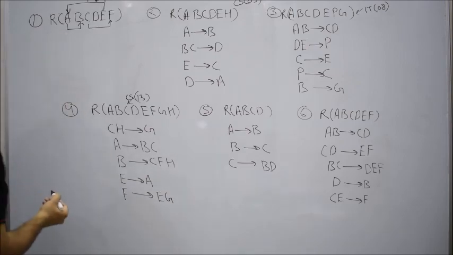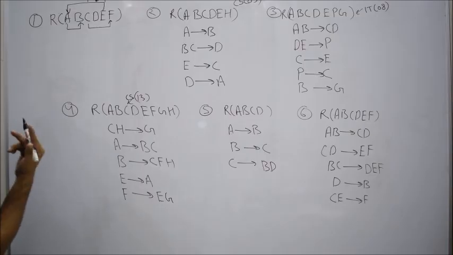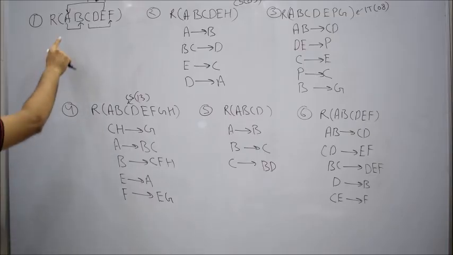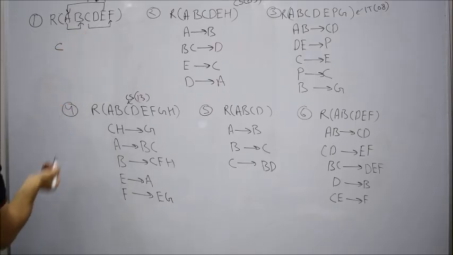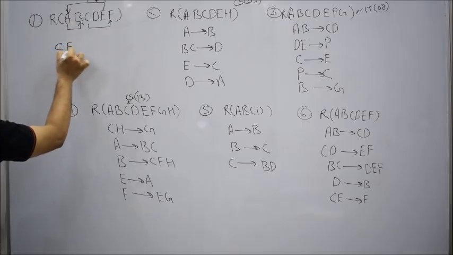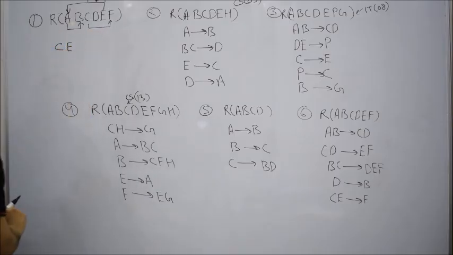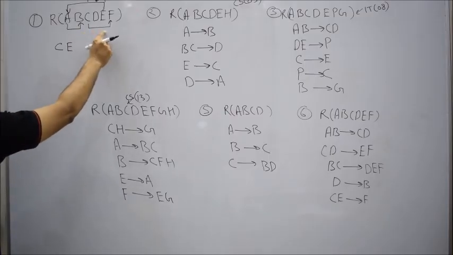Now step number one, as we have done earlier, identify those attributes which do not have an incoming edge. You see, A has an incoming edge, B has an incoming edge, C does not have an incoming edge. D and E also do not have an incoming edge. And then what about F? F has an incoming edge. Now C and E do not have an incoming edge.